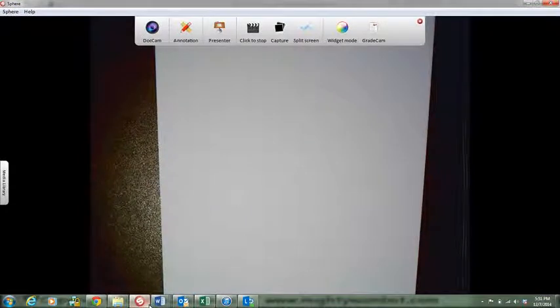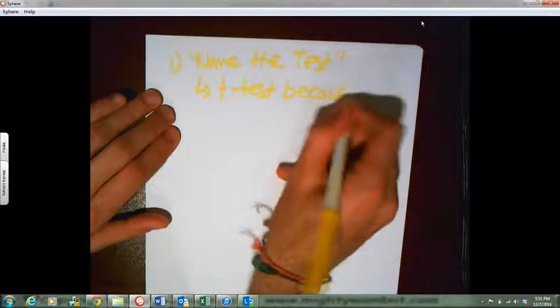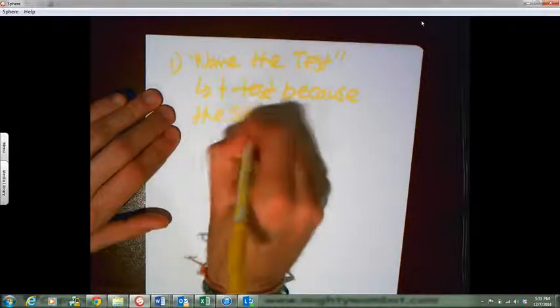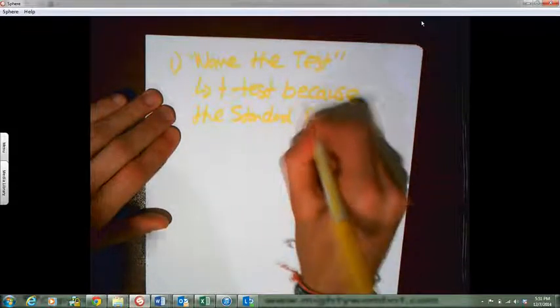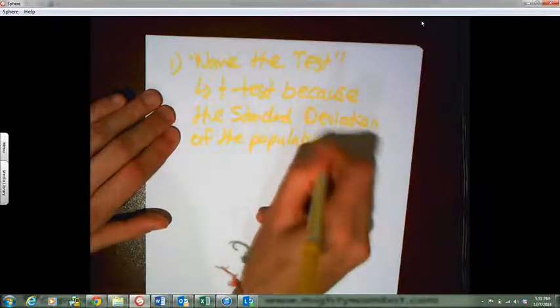Alright, well again, 4 steps to go through. So I'm going to go through every single step individually. Step 1 is called name the test. Again, you don't need to write this, you just need to write what's happening. So this is a t-test because the standard deviation of the population is unknown.